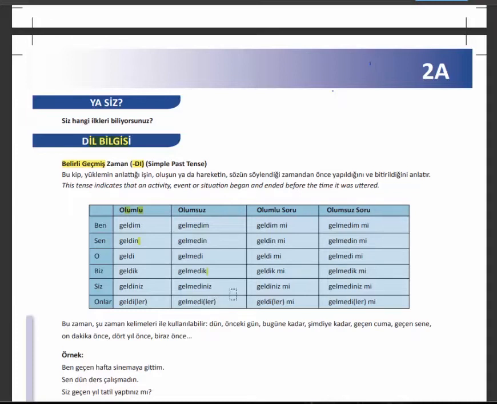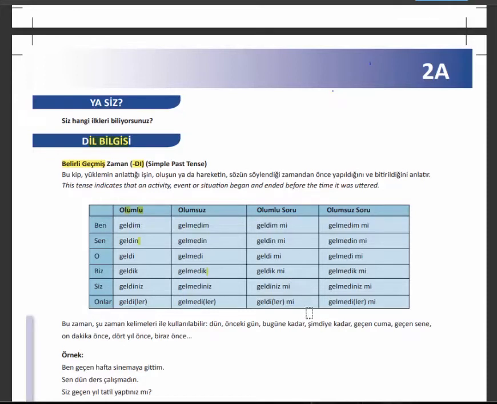they didn't come. For olumlu soru, meaning positive question in Turkish, we add mi after olumlu. For example, geldim mi? Did I come? Geldin mi? Did you come? Geldi mi? Did he or she come? Geldik mi? Did we come? Geldiniz mi? Did you come? Geldiler mi? Did they come?